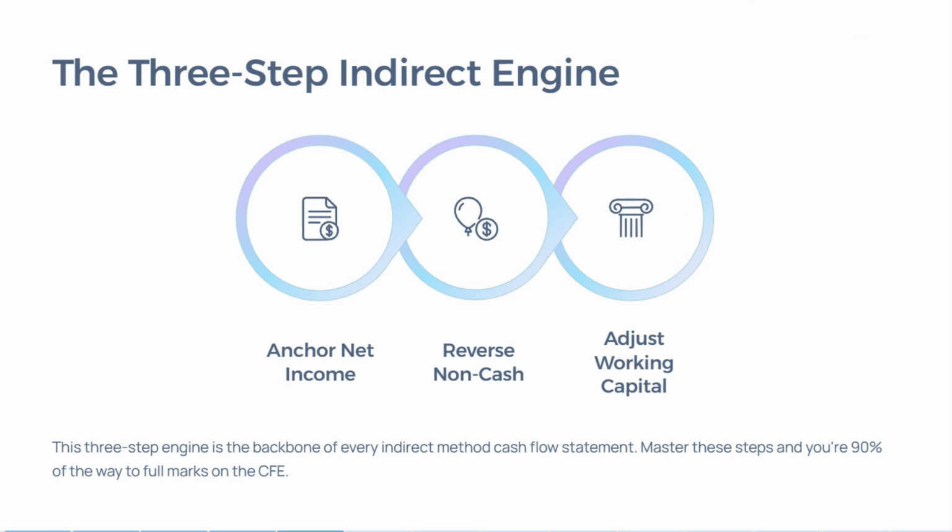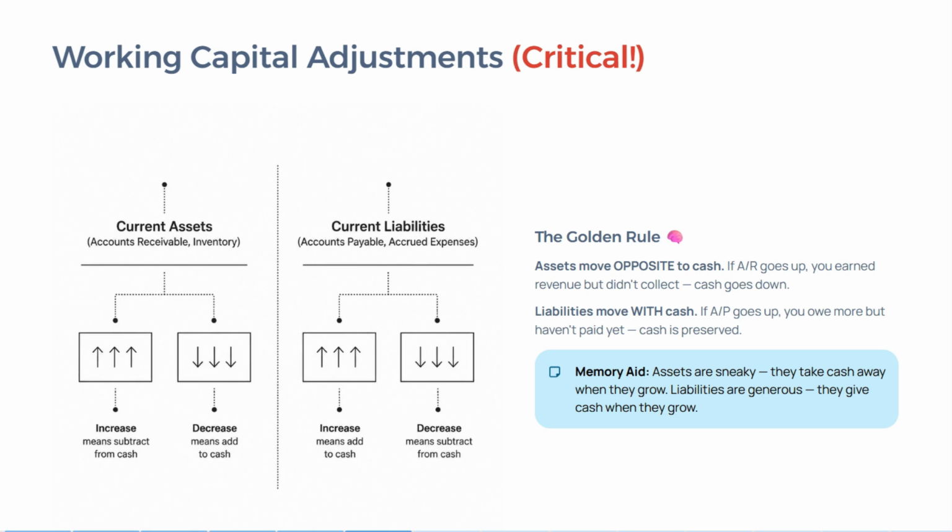Step 3. Adjust working capital. Factor in the year-over-year changes in current assets and current liabilities. If you follow this systematic framework step by step on an exam case, you will never miss a mark. This slide covers the most common area where candidates lose points, which is critical to understand. You need to know your working capital adjustments.